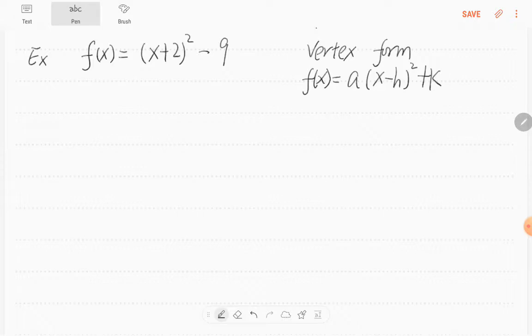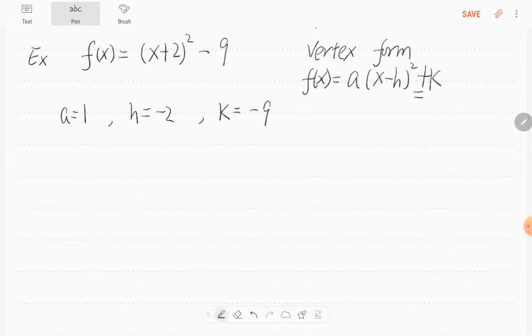So you compare these, and you will see that a is equal to 1, right? And h equals what? Not 2. It's negative 2 because it's minus h. Here it is plus 2, so it's minus negative 2. And k is not 9. It's negative 9 because it's plus here. Here it is minus. Minus means plus a negative number. So it's negative 9.